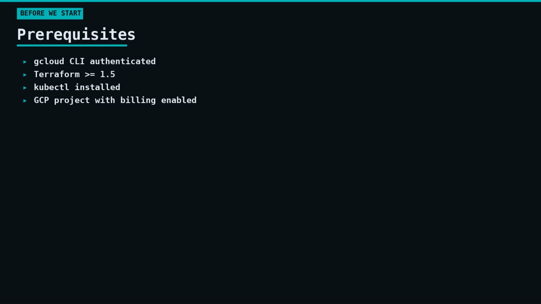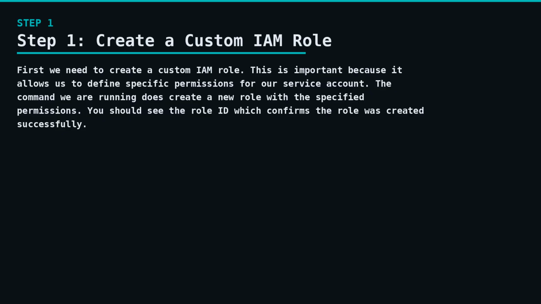First, we need to create a custom IAM role. This is important because it allows us to define specific permissions for our service account. The command we are running does create a new role with the specified permissions. You should see the role ID, which confirms the role was created successfully.